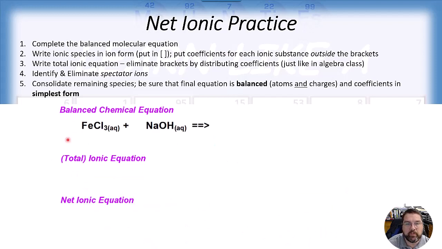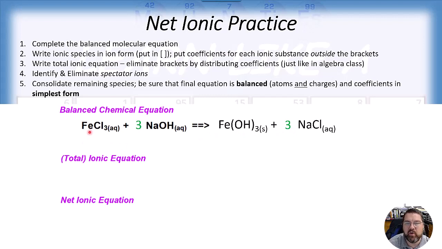Next example here, you follow the same process. We have iron 3 chloride plus sodium hydroxide. And so if we first do a double displacement, we're going to get iron 3 hydroxide solid plus sodium chloride aqueous. All right, going through and balancing the molecular equation, we're going to need a couple of 3 coefficients.